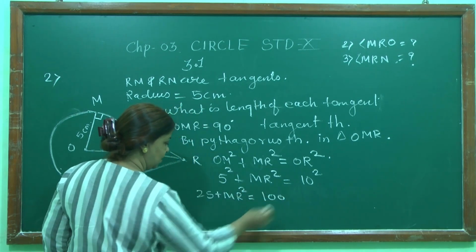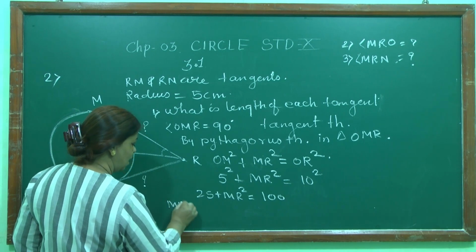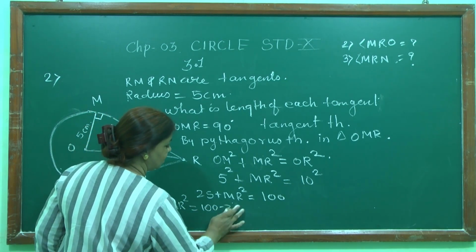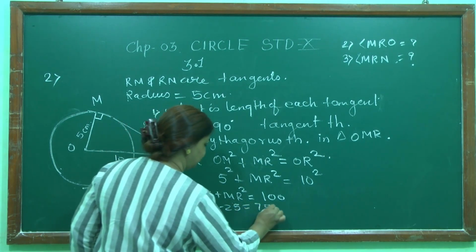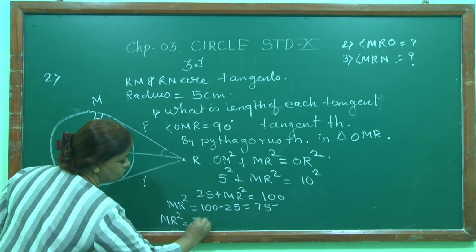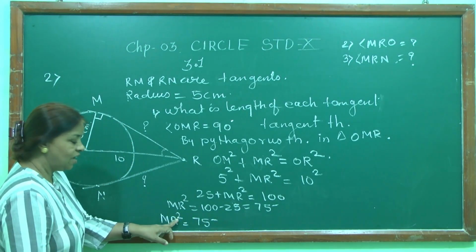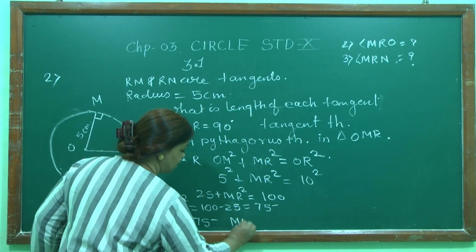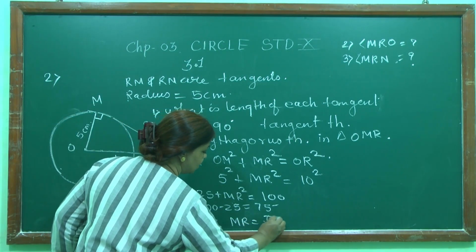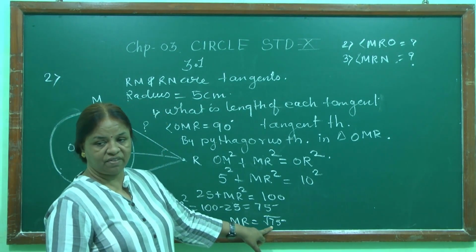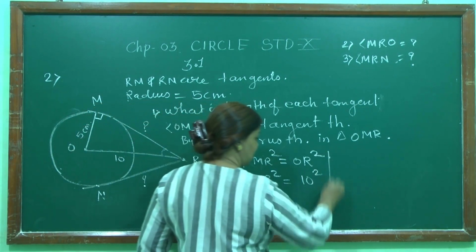Now I will bring 25 this side. So MR square is equal to 100 minus 25, which is equal to 75. So I get MR square is equal to 75. Now I have to remove the square, as I said before. So I get MR is equal to under root 75. Now we have to find the square root of 75.